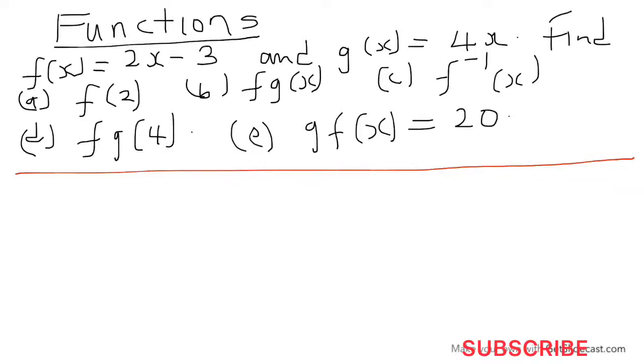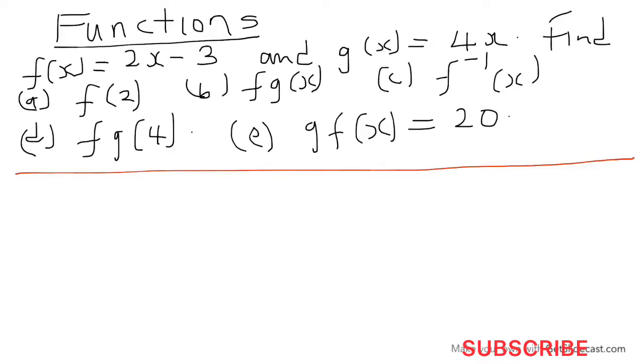Hello, in this video in mathematics we'll be looking at functions. So we have a question that says, given that f of x is equal to 2x minus 3 and g of x is equal to 4x, find f of 2, f of g of x, the inverse of f of x. We're also asked to find f of g of 4 and g of f of x when it's equal to 20.